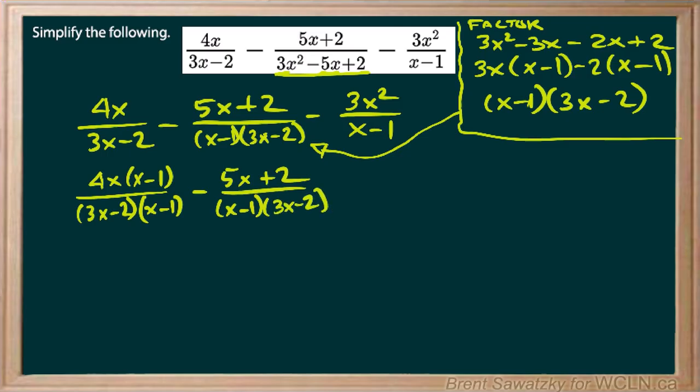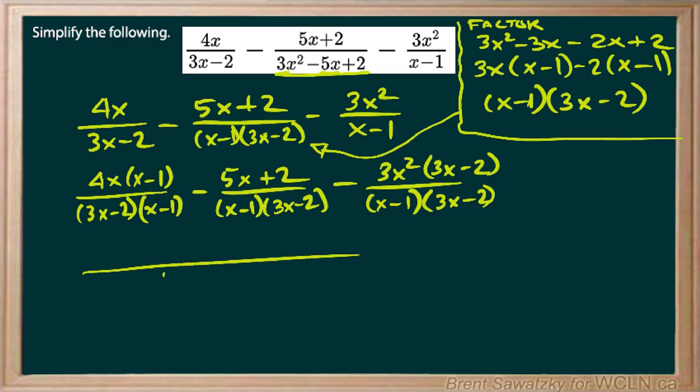And so we're good to move on to the third one. And the third one, we have x minus 1, but for the common denominator, we would have to multiply that by 3x minus 2. And whatever we do to the bottom, we do to the top. And there we go. So common denominators are all in place. So it's just a matter of 3x minus 2, x minus 1. Let's clean up the numerators.